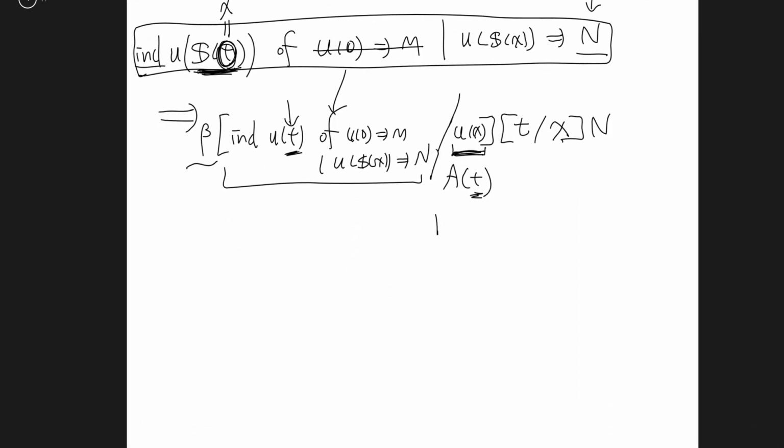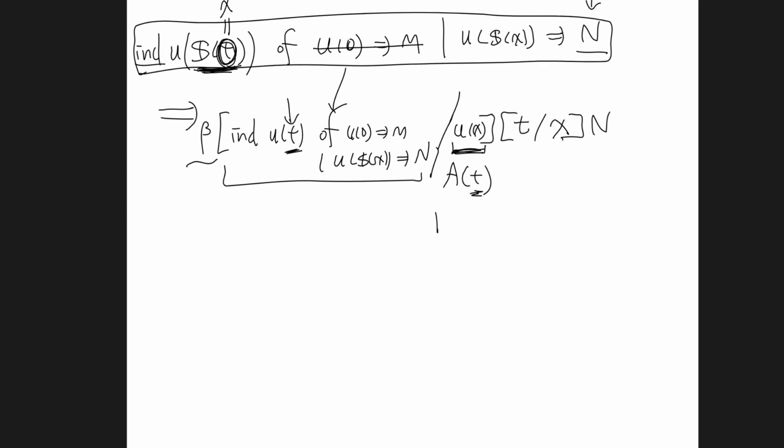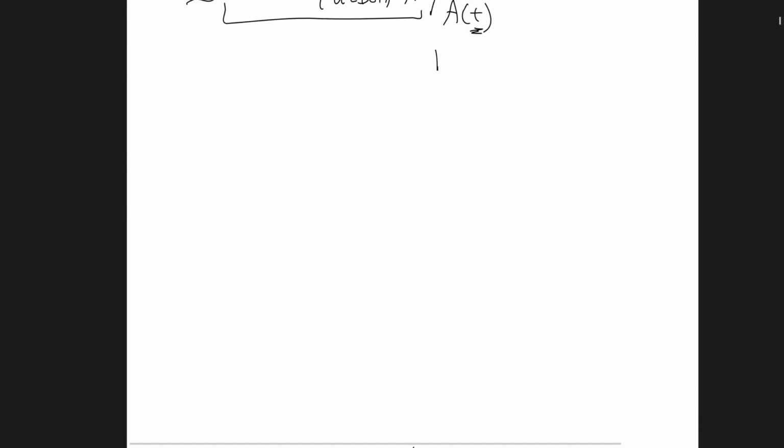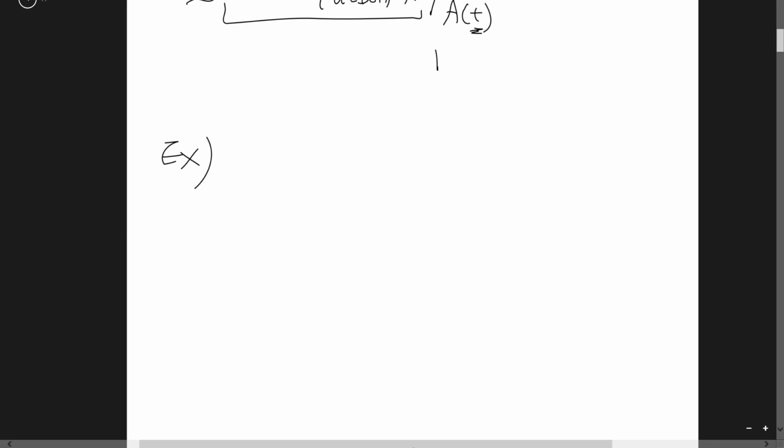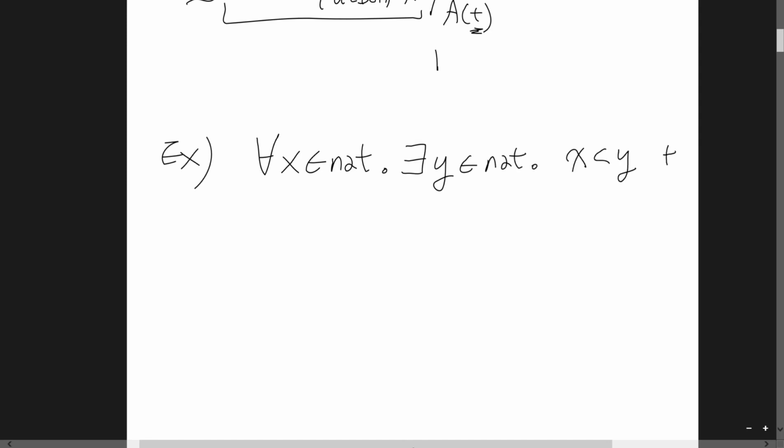Now let's look at a simple example. So we'd like to prove that for every natural number x, there exists a natural number y such that x is less than y is true. So we'd like to prove this judgment. So this is the less than predicate that we have defined in the previous lecture.